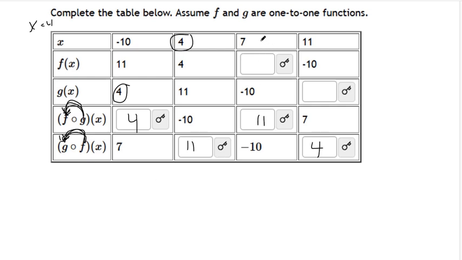Okay, so this, let's see. This is asking what f is when this is 7. How are we going to figure that out? Okay, I've got to pause it for a second because I haven't thought of this yet. Okay, these last two are pretty tough.